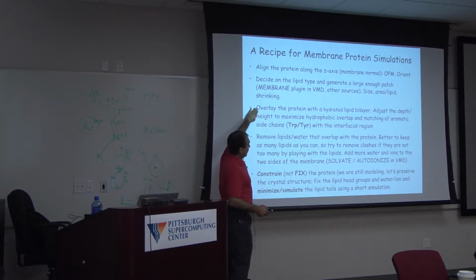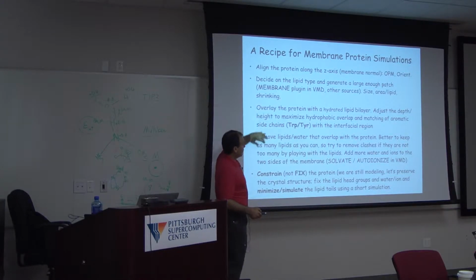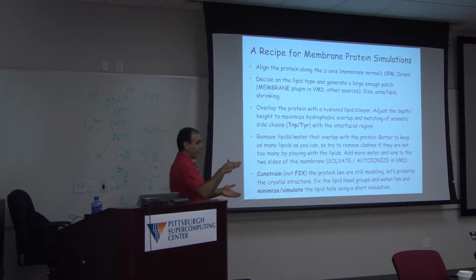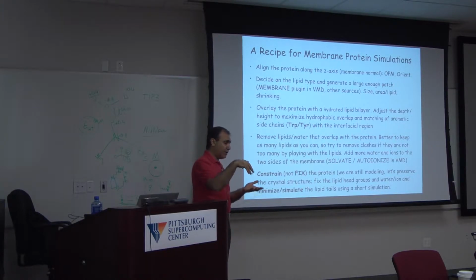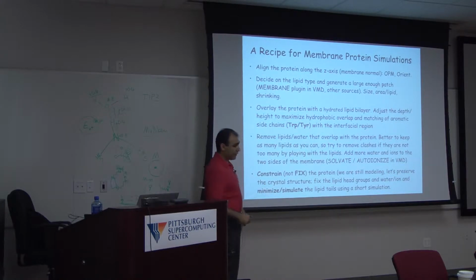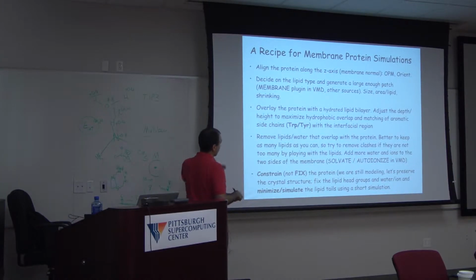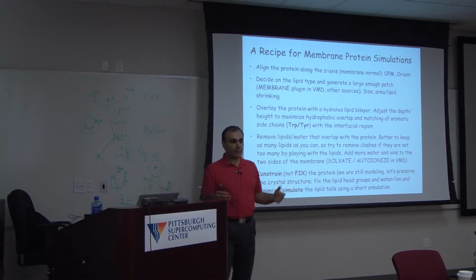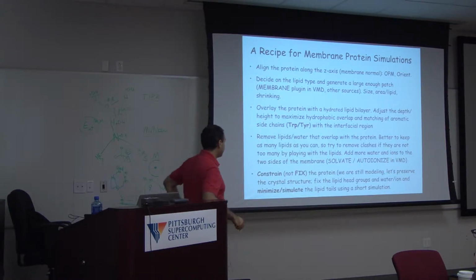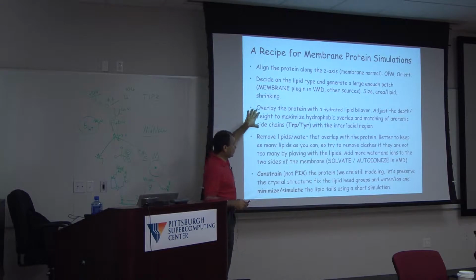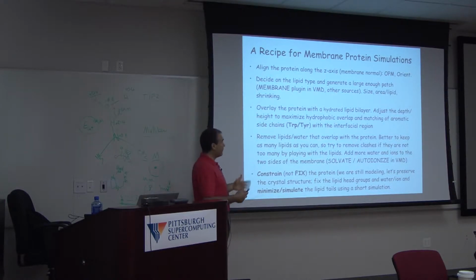So then overlay. We talked about this step. We try to maximize the matching between the hydrophobic belt of the protein and the hydrophobic core of the membrane. At the same time, we keep an eye on tyrosine and tryptophan rings to adjust the position of the protein in the membrane. Again, this will be taken care of very effectively by your simulation. But the more you help the system, the faster it reaches an equilibrium, reasonable configuration. Why not do these initial simple steps to make it faster?